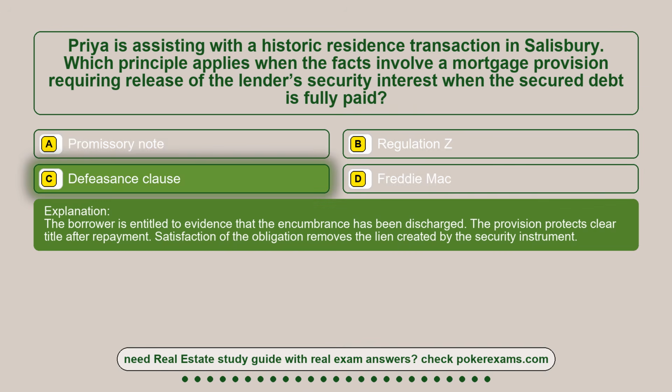The borrower is entitled to evidence that the encumbrance has been discharged. The provision protects clear title after repayment. Satisfaction of the obligation removes the lien created by the security instrument.